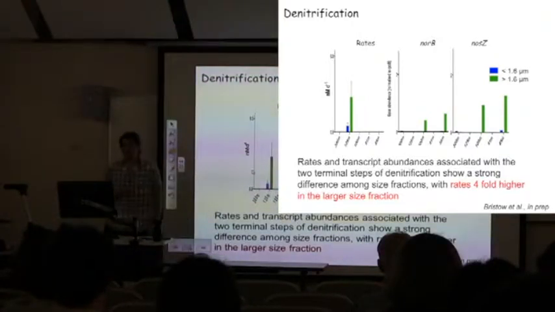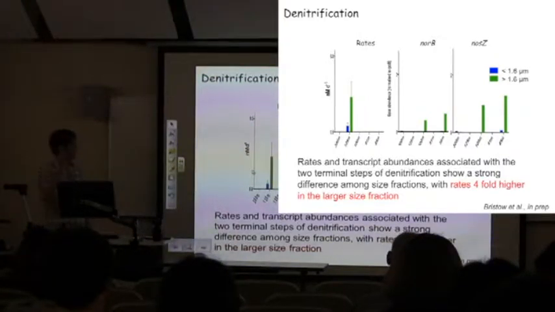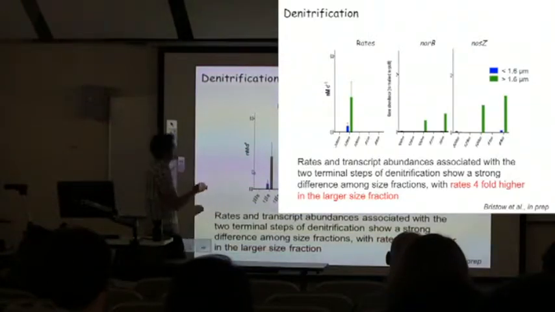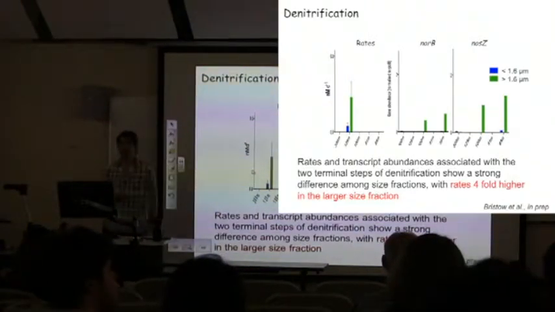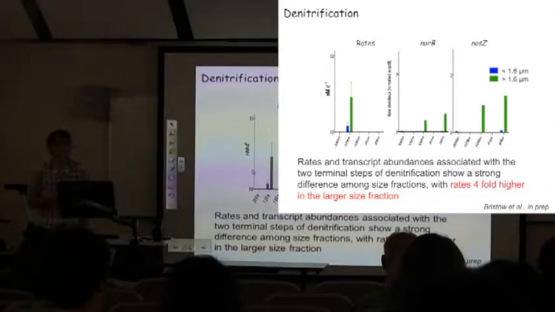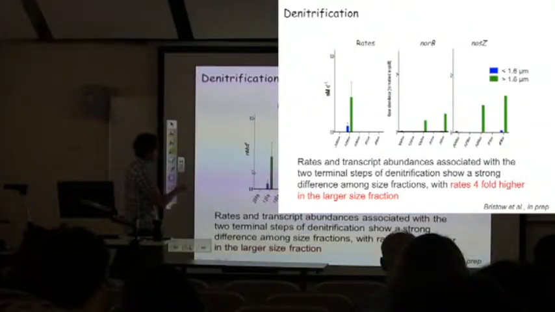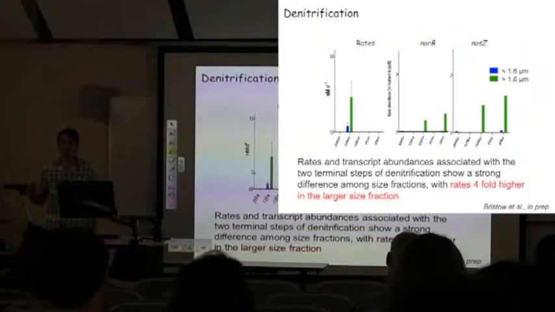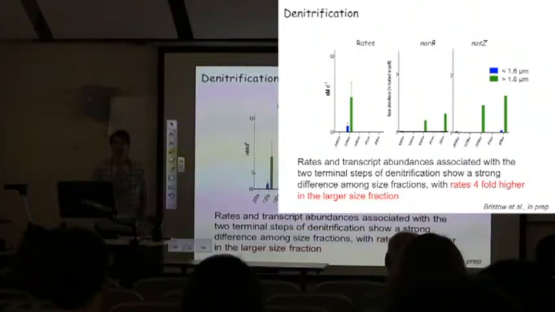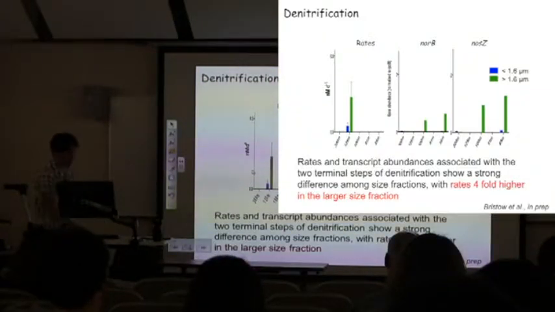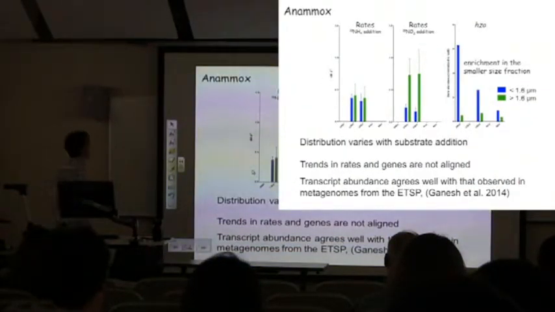Denitrification, at least 2 steps of denitrification that I mentioned before, the 2 gas-producing steps. These are more consistent, which I'm happy about. So NOR-B and NOR-Z genes, the transcription of these genes is confined primarily to the particulate fraction. And lo and behold, the rates of these proteins that you're able to get rates on seem to be confined primarily to the particulate fraction as well. So at least for a subset of genes, rates and genes correlate with one another. It's reassuring.